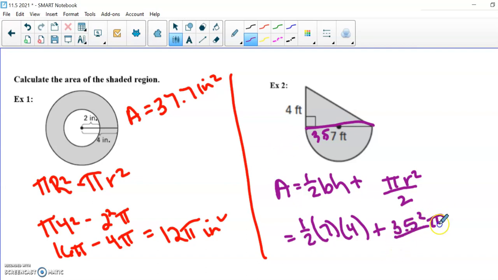And then again, let's not forget to cut that circle in half because we only have half of that circle. So I'm going to punch that all in my calculator. And I'm getting about 33.2 square feet.